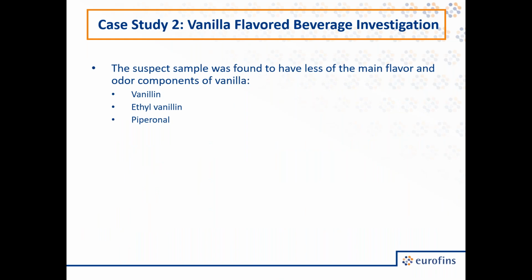So after we got this information, we had to dig deep and figure out what this could actually mean, and how it impacts the overall odor of our samples. We found that the main odor components of vanilla are the three main peaks that we saw previously, which are vanillin, ethylvanillin, and piperonal.